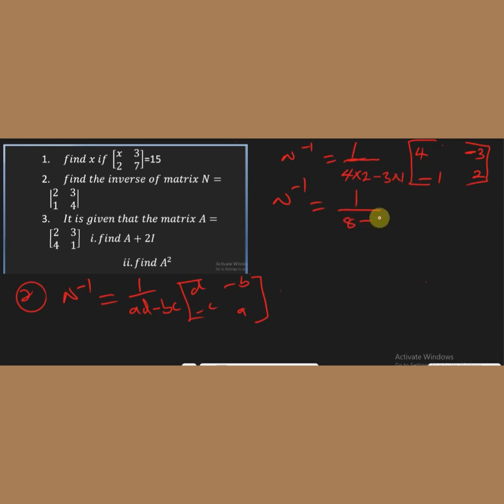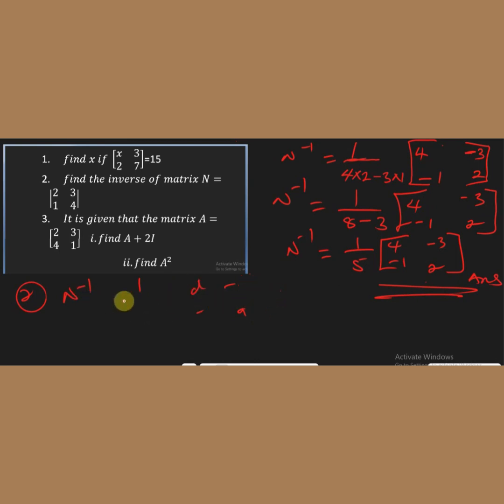8 minus 3 times 1 is 3 times 4 minus 1 minus 3, 2. So this is the inverse of n, which is equal to 1 over 5 times 4 minus 1 minus 3, 2. So this is the formula for the inverse of n. Once you can remember this formula, this is the answer for the inverse of n, and it will be easy for a 2 by 2 matrix.